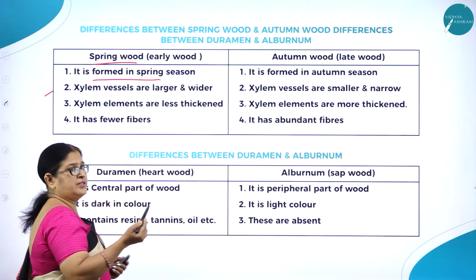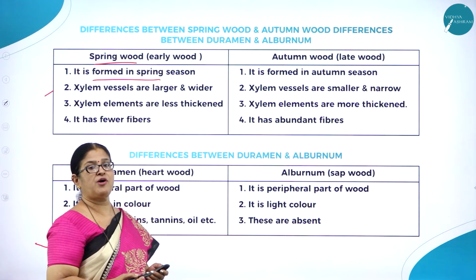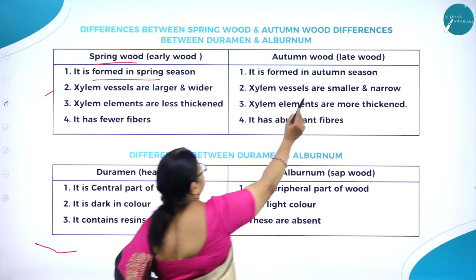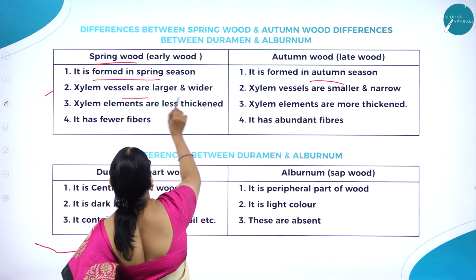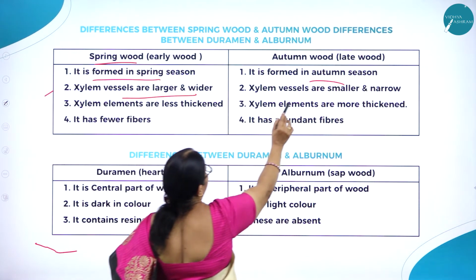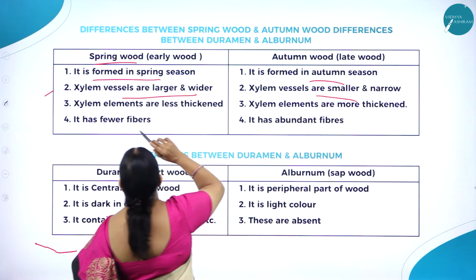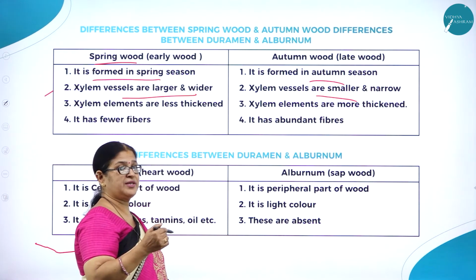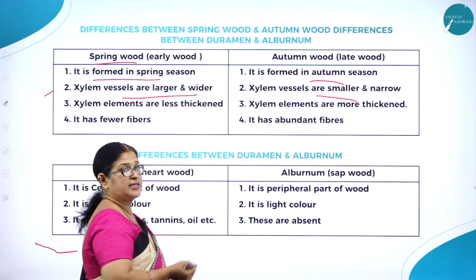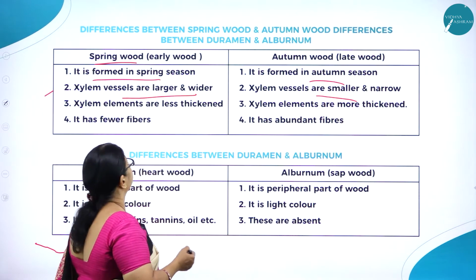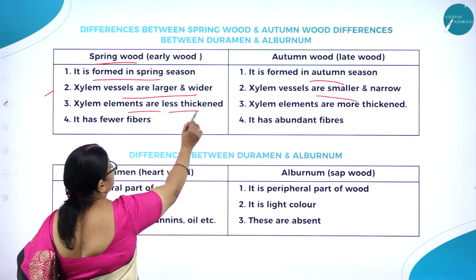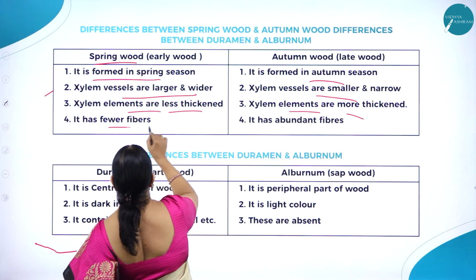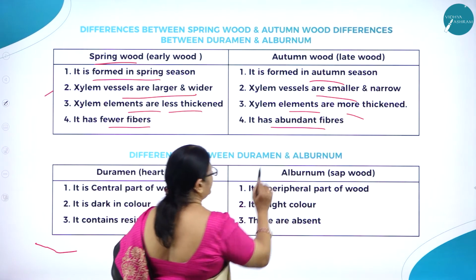Springwood, the very word itself will tell you, is formed in spring season. Autumnwood is formed in autumn season. In springwood, xylem vessels are larger and wider; in autumnwood, xylem vessels are smaller and narrow. Because in spring the xylem elements are more active, in autumn the xylem elements are less active. In springwood, xylem elements are less thickened; in autumnwood, xylem elements are more thickened. Springwood has fewer fibers, autumnwood has abundant fibers.